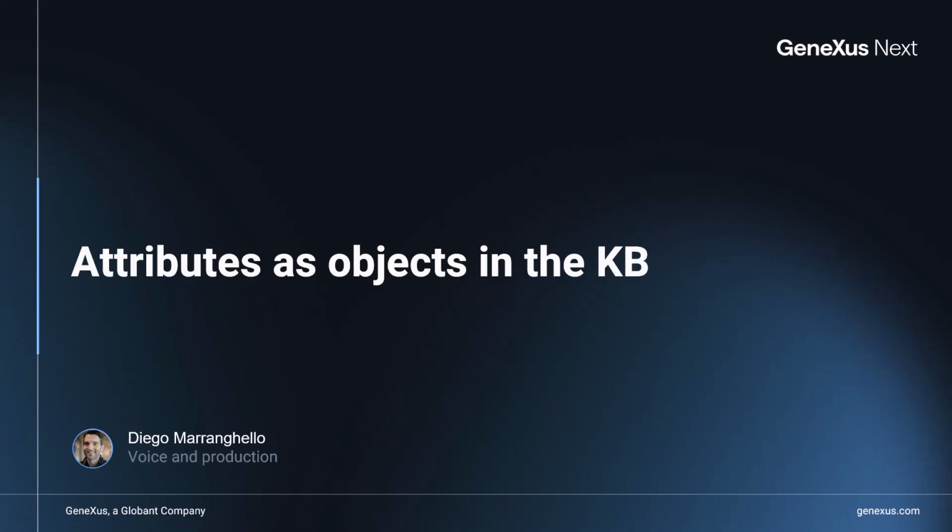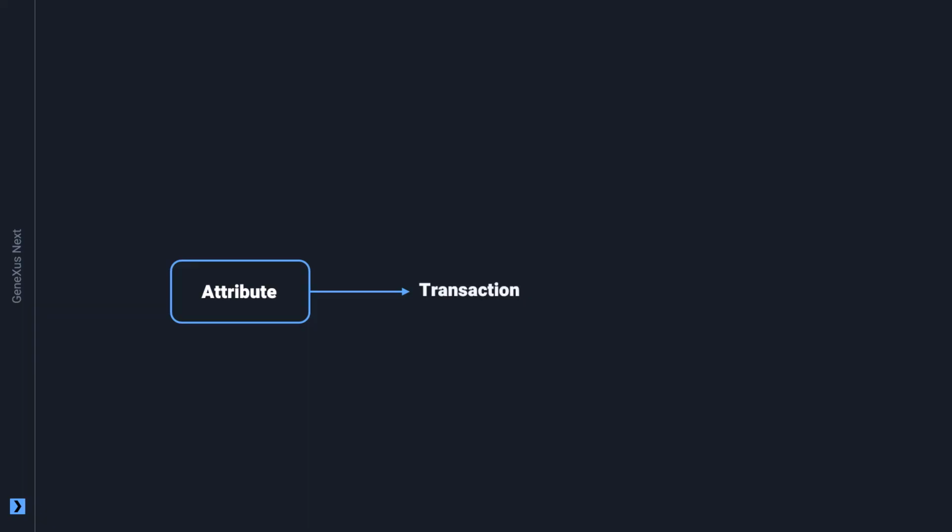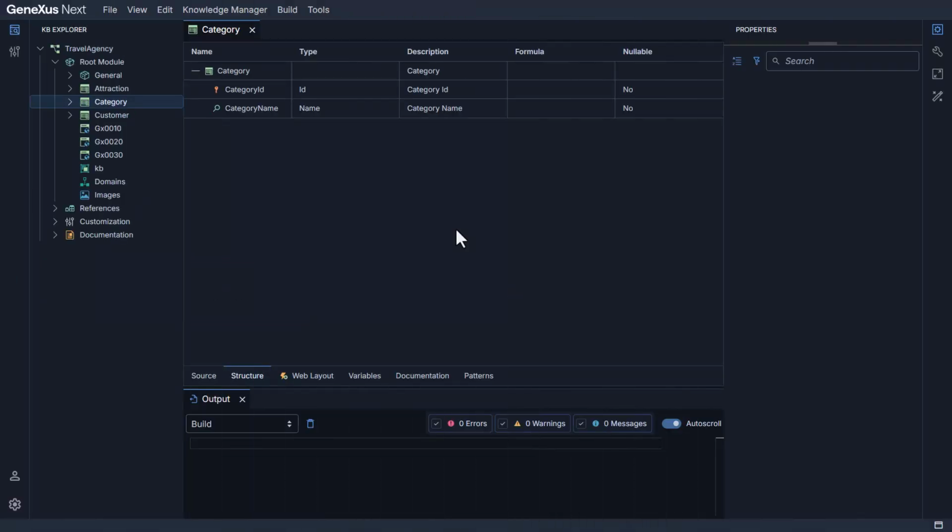When we add a new attribute in a transaction, that attribute is automatically created as an attribute object in the KB, and that is why it can be used elsewhere. For example, the category ID attribute of the category transaction, once it is created in this transaction, remains as an attribute object at the KB level.